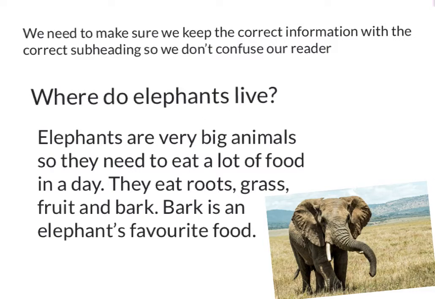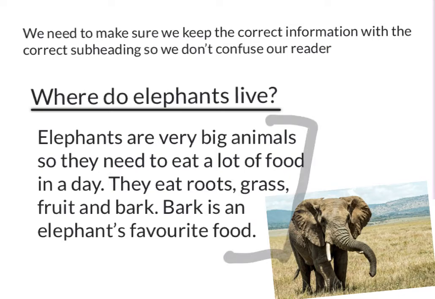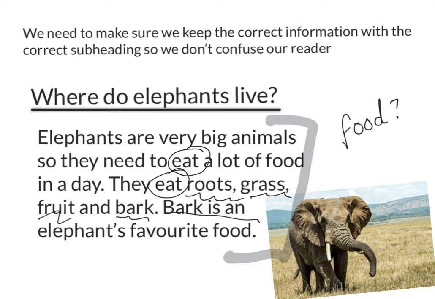Where do elephants live? They forgot to underline it. There we go, that's better. So let's have a look what they've written under this subheading. Elephants are very big animals, so they need to eat a lot of food in a day. They eat roots, grass, fruit and bark. Bark is an elephant's favourite food. So I can tell, because I've just read this, that the writer here is writing about food. And I know this because he's used the word eat, and then eat again, and then he's talking about what they eat: grass, fruit, bark, and he's even said favourite food.